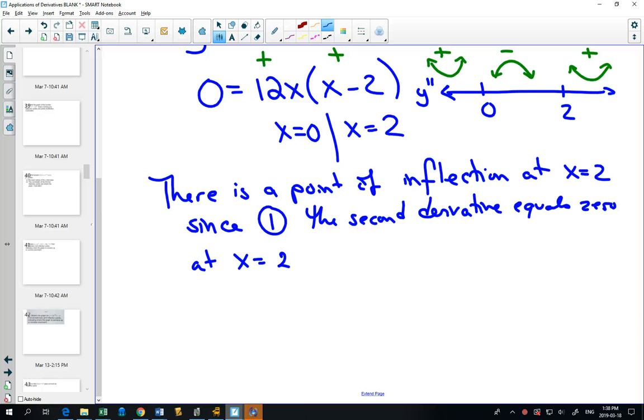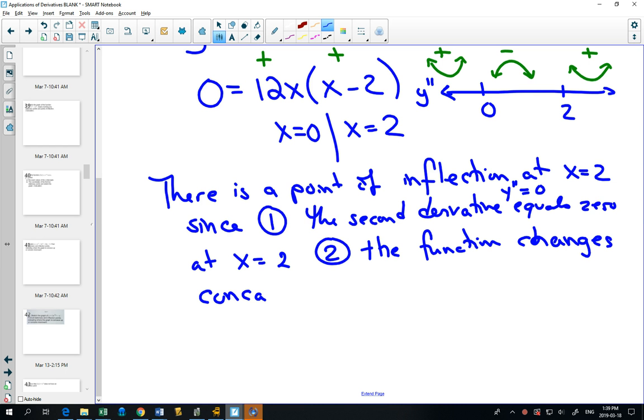Since y double prime at x equals 2, yes. So if you wanted for this one, I would accept that: y double prime equals 0. But it feels a little bit awkward because the function notation is just so much nicer. Okay, so first you have to show that, and then second, the function changes concavity at x equals 2. And we could see that in the sign diagram.